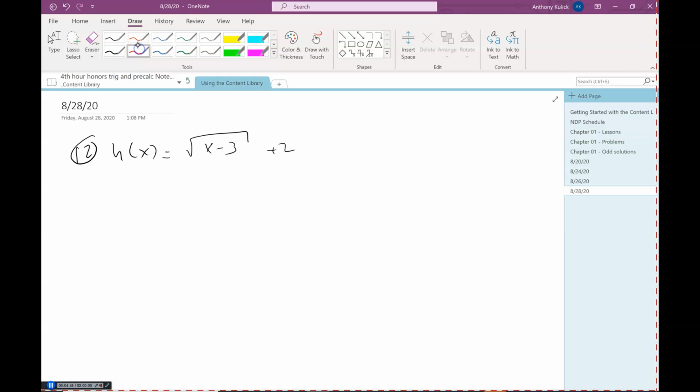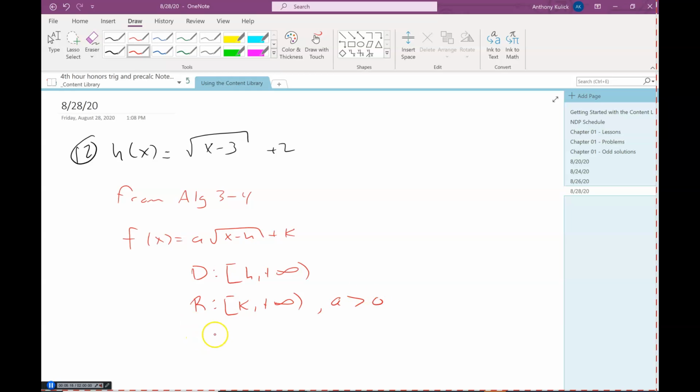One way you could do this is you could recognize from your Algebra 3-4 class that this looks like a square root function. And you know that for a square root function in this form, the domain is h to positive infinity, and the range is either k to positive infinity, provided the leading coefficient is positive, or negative infinity up to k if that leading coefficient is negative. So you might have used that.